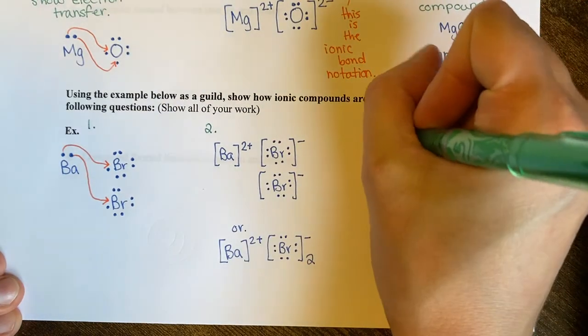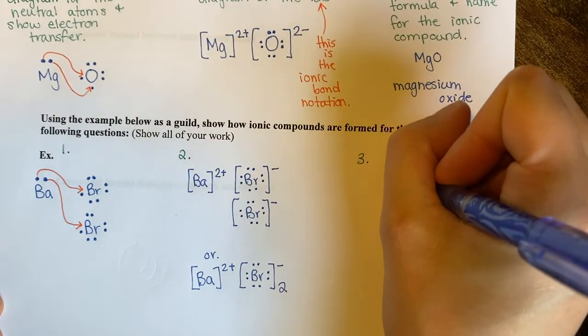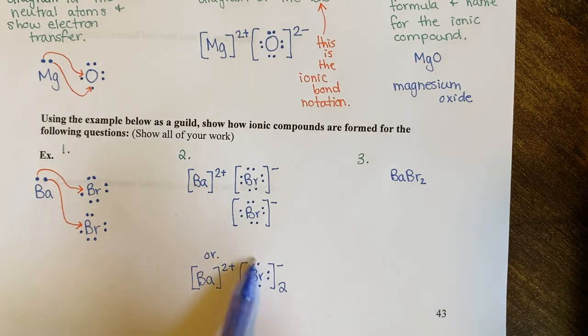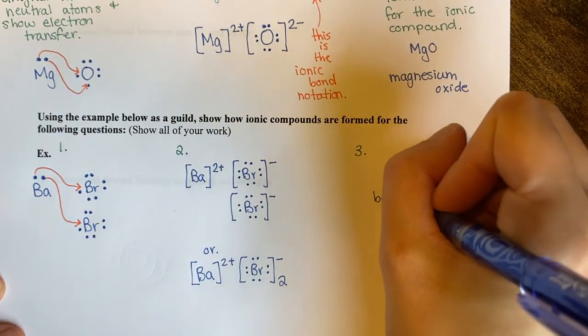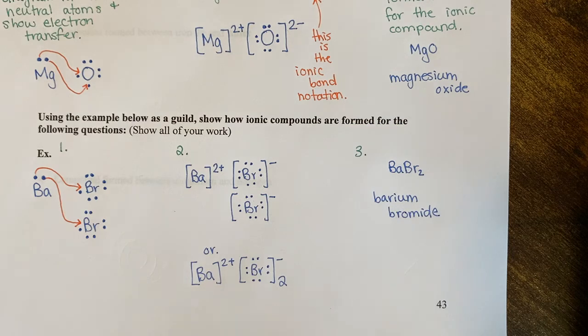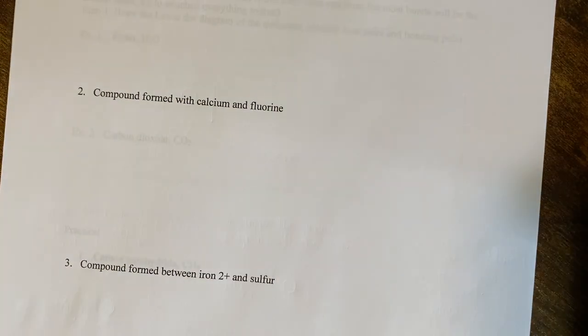Step number 3 is to give our formula and our name. So BaBr2 is our formula. So we're just taking out the ion notation and indicating how many of each atom type, or ion type, we've got. And then our full name is barium bromide. And because it's an ionic compound, we don't need any prefixes or anything to say how many of anything there is. We can figure that out just by the crisscross of the charges, the way that we normally do. So you've got some practice to work on, and then we'll check it later.